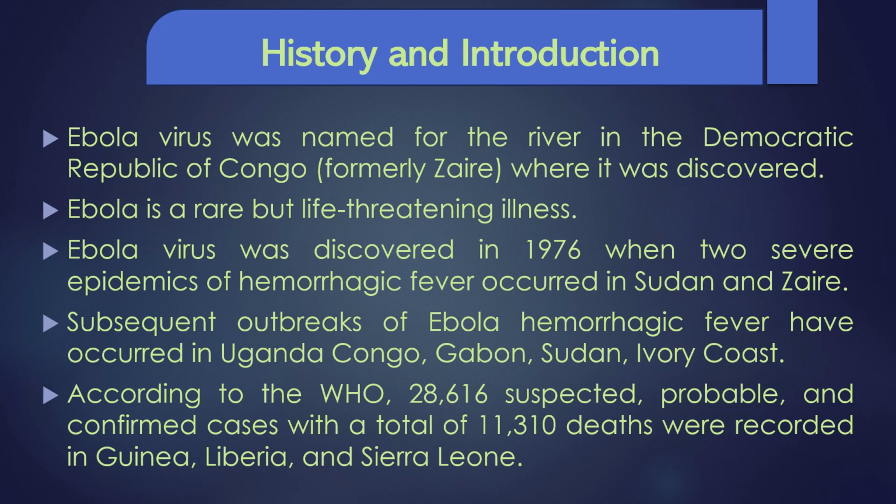According to the World Health Organization, 28,616 suspected, probable and confirmed cases with a total of 11,300 deaths were recorded in Guinea, Liberia and Sierra Leone.